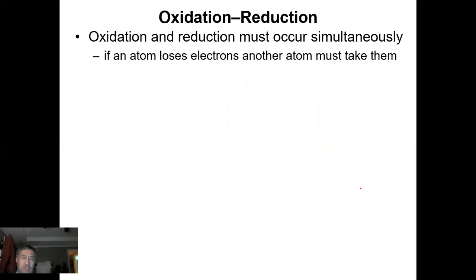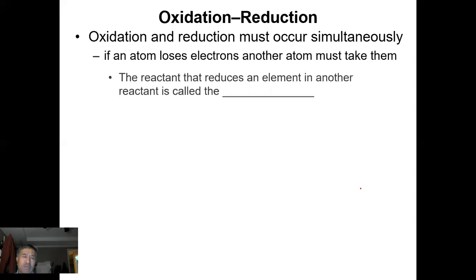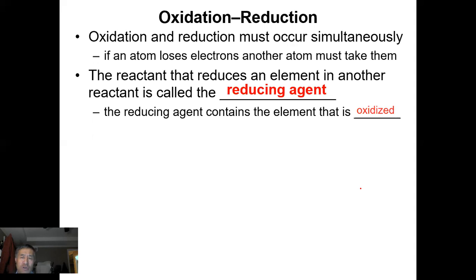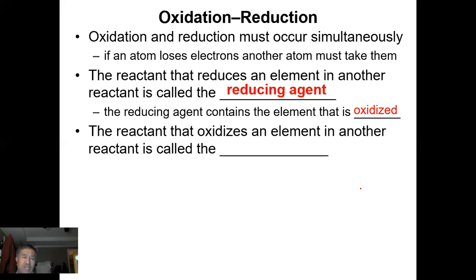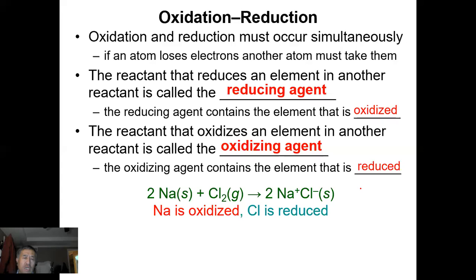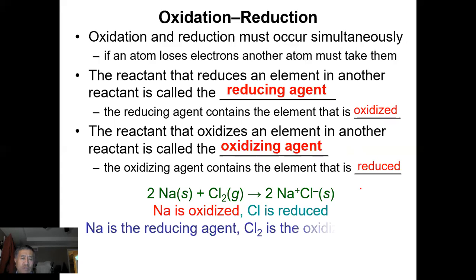So oxidation and reduction must occur simultaneously. If an atom loses electrons, another atom must take them. The reactant that reduces an element in another reactant is called the reducing agent. The reducing agent contains the element that is oxidized. The reactant that oxidizes an element in another reactant is called the oxidizing agent. The oxidizing agent contains the element that is being reduced. You see in this equation, Na is oxidized, Cl is reduced, therefore Na is the reducing agent and Cl is the oxidizing agent.